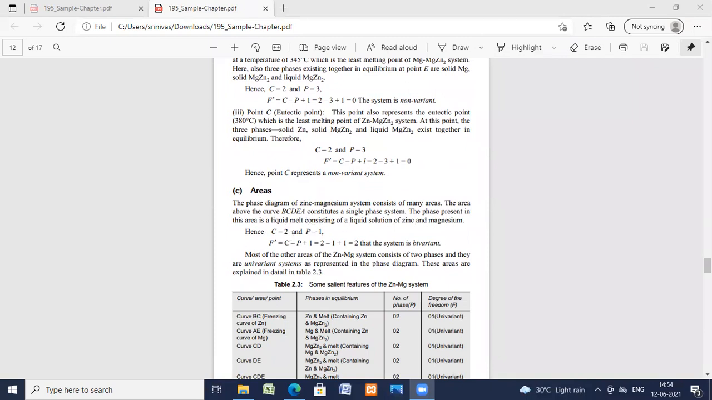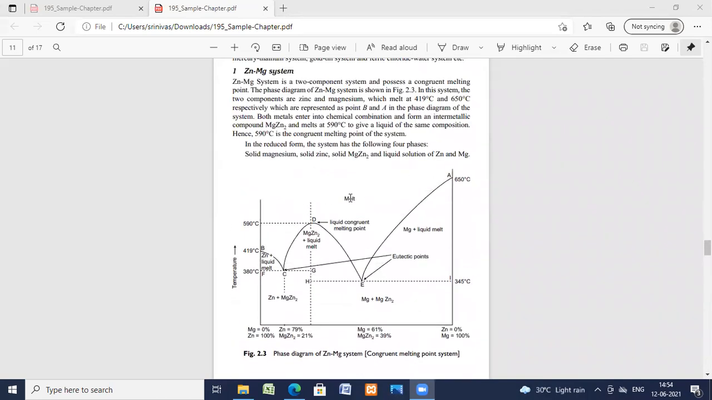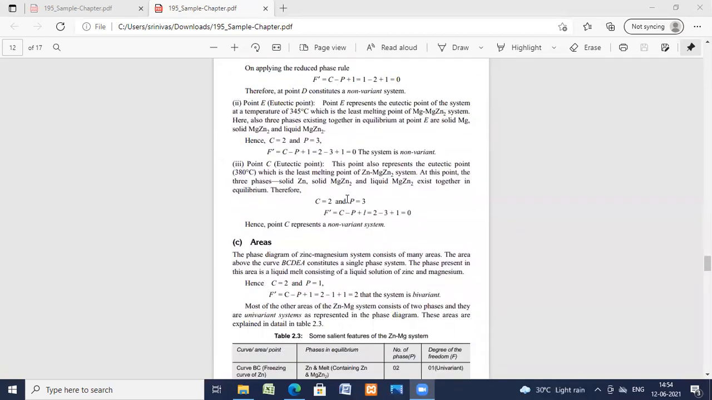C is 2, P is 1. Now apply the formula. F prime is equal to C minus P plus 1. This is equal to 2 minus 1 plus 1. It is equal to 2. So only for that area above the curve it is a bivariant system.